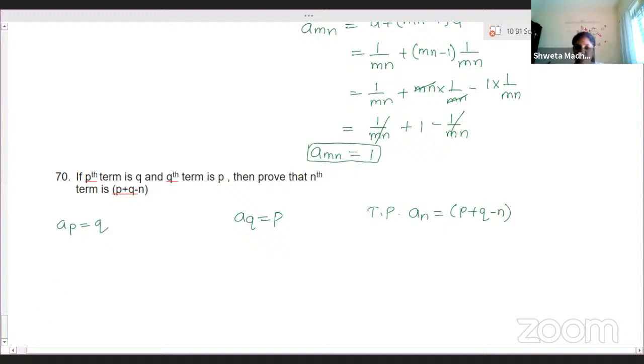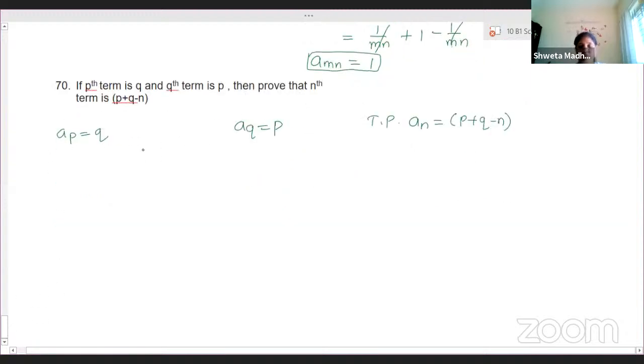Process same. We have to first find the two equations and simplify them to get the value of D. And after getting D, we have to calculate A. So pth term, that means A plus P minus 1 into D is Q. So A plus PD minus D is equal to Q. A plus Q minus 1 into D is P. So A plus QD minus D is equal to P.